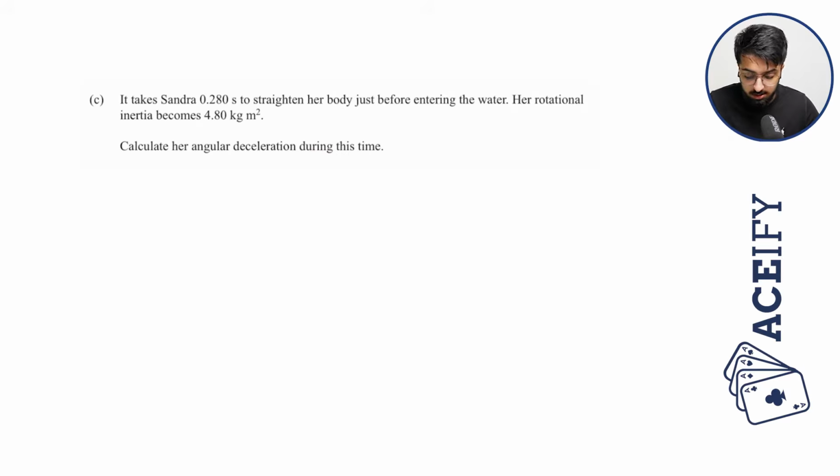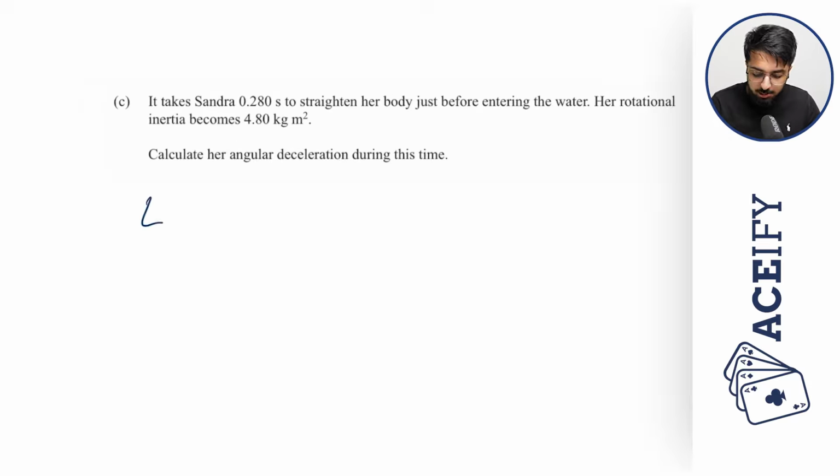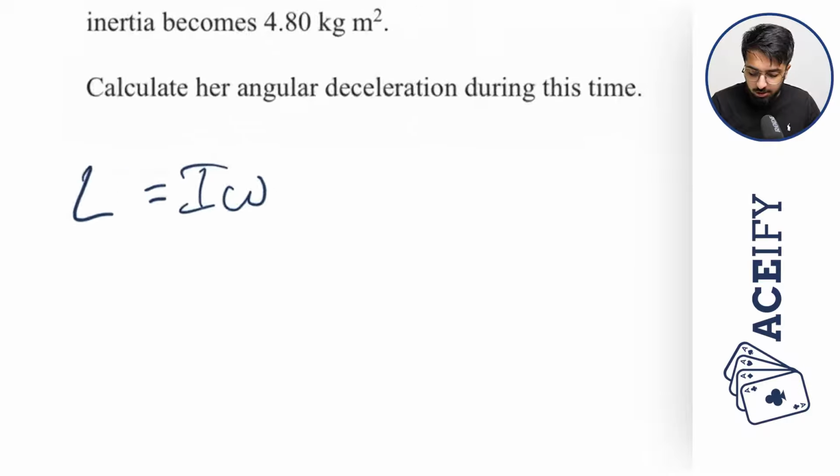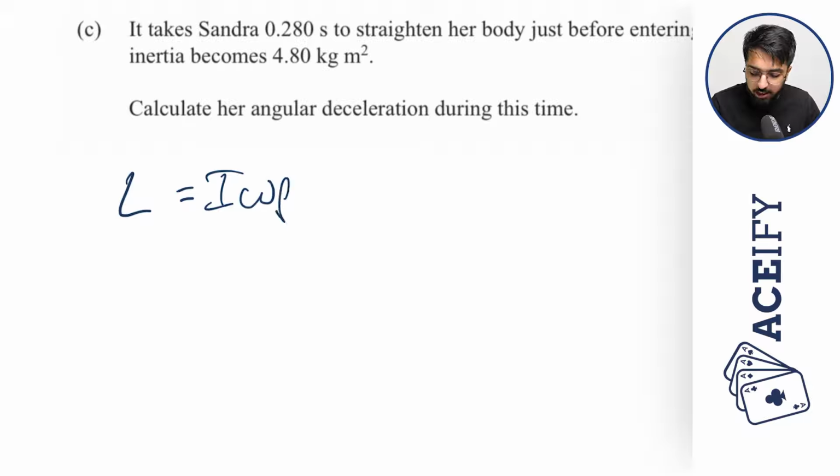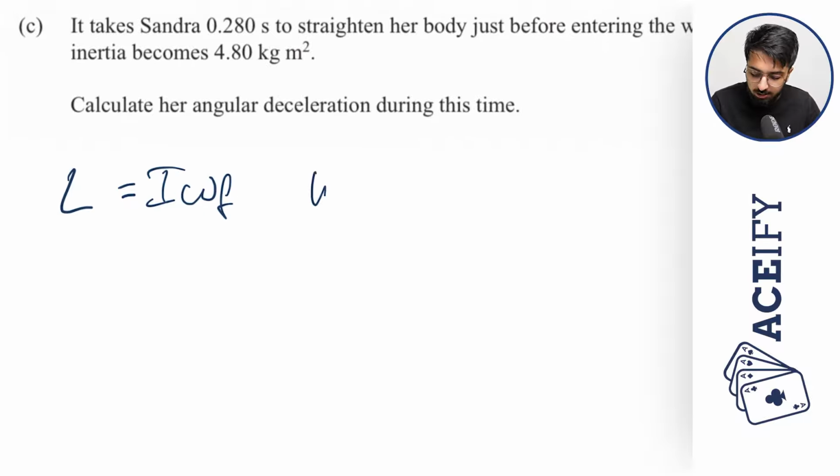It takes Sandra 0.28 seconds to straighten out her body just before entering the water. Her rotational inertia becomes 4.8 kg meters squared. Calculate her angular deceleration during this time. Okay, so angular momentum is still conserved, and we know angular momentum is equal to I omega. And so we can use this to calculate her final angular velocity, which is equal to L all over I.